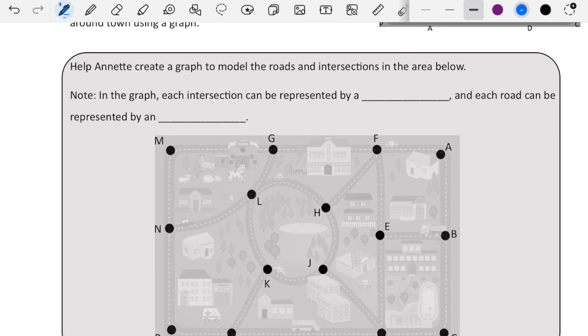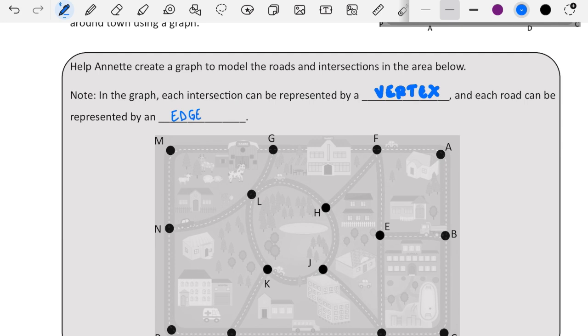So here, we're going to help our friend Annette create a graph to model the roads and intersections in this area below. In our graph, each intersection is going to be represented by a vertex. That's a point where we can change roads or we can change directions. So here, all of our street intersections are going to be a vertex. I've already got the points laid out. Each road that connects those vertices is going to be represented by an edge. In graph theory, we don't actually care about distances. We don't actually care about the physical arrangement. We care about the locations and how they're connected.